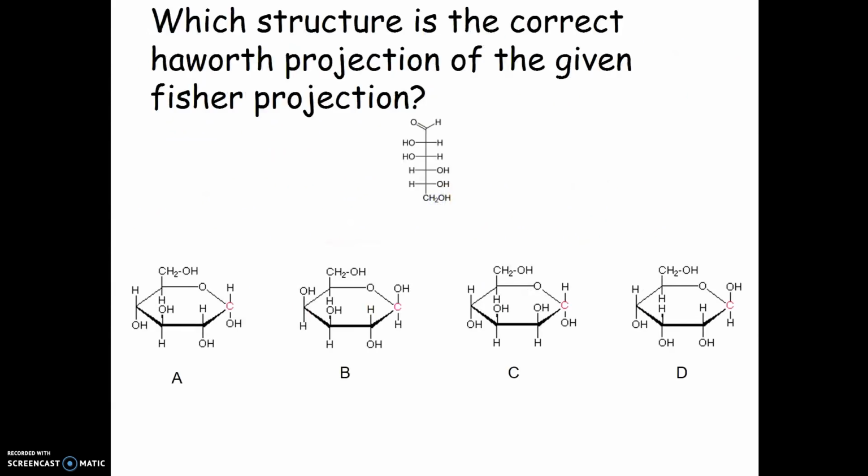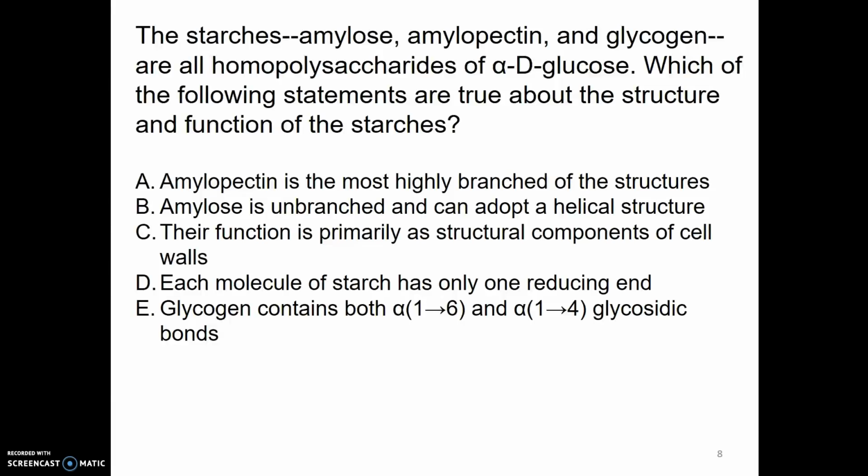Amylose is unbranched and can adopt a helical structure. This is true. Remember, amylose only has the alpha-1,4 linkages, and it coils up in the helical structure. Their function is primarily as structural components of cell walls. This is false.